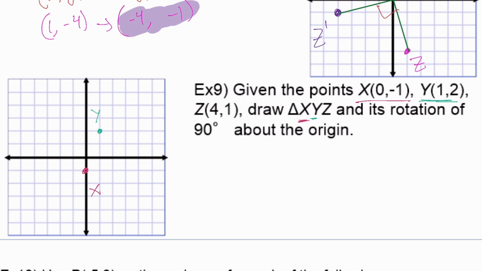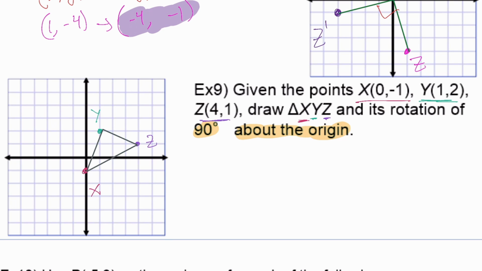And then Z we'll do in a fun purpley color here. Z is at 1, 2, 3, 4, 1. There's Z. Connect them all with this kind of charcoal color here. All right, there we go. There's our triangle XYZ. And then again, we want to do this 90-degree rotation about the origin. Going 90 degrees, again, about the origin.